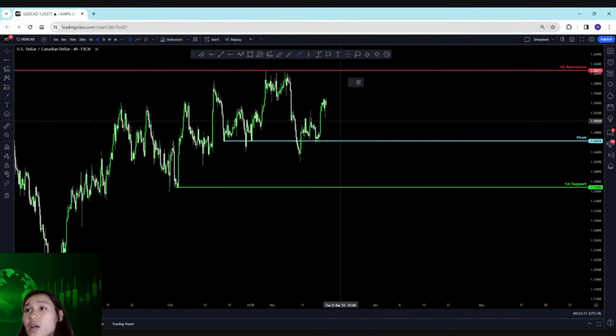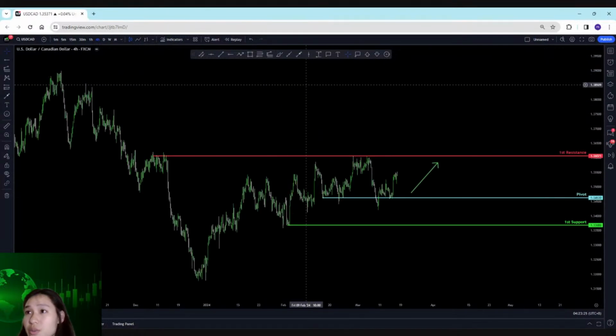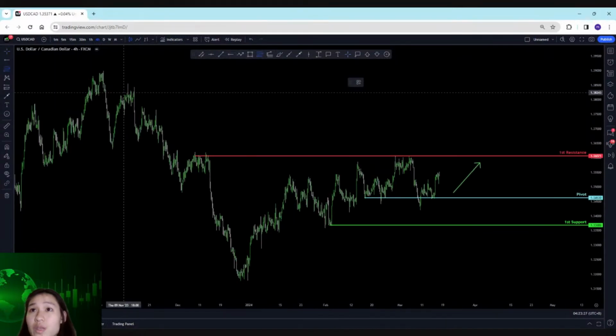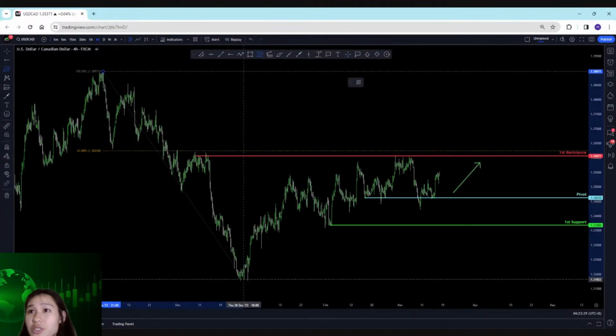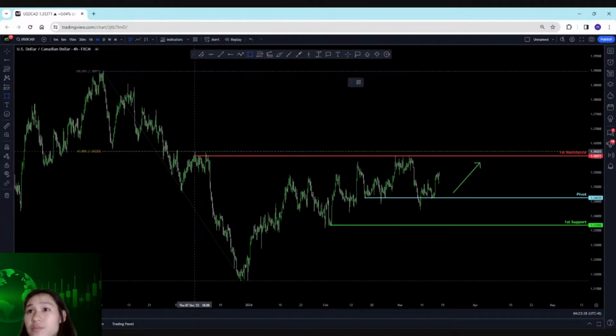Okay, and then I'm expecting price to continue to our first resistance. So let's go in with some Fibonacci levels again. Again, I'm going to start off with our retracement. You can see our 61.8 lines up nicely with our first resistance. So let me just highlight this.